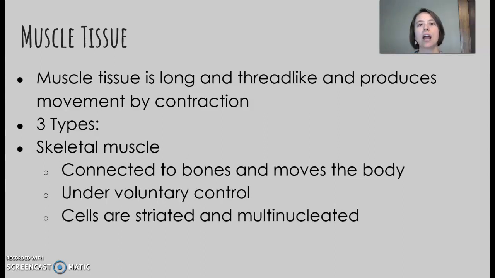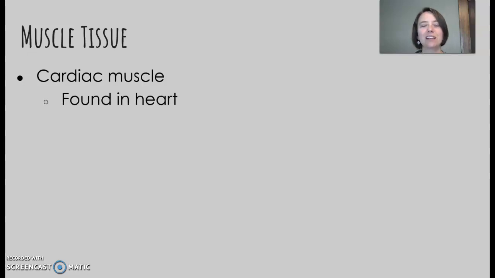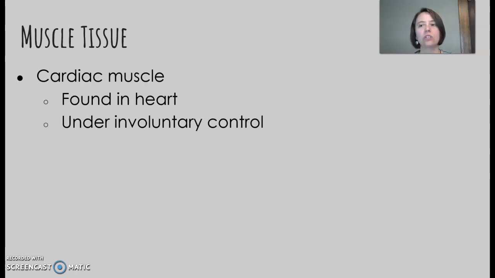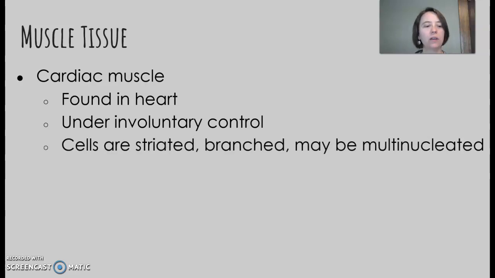Their cells are striated, makes them look like they have lines in them, and we'll talk more about that later. And they are multinucleated. Each cell is long and has multiple nucleuses, multiple nuclei. A second type of muscle tissue is cardiac muscle, and unsurprisingly, this is found in the heart, and it is under involuntary control, which is good because if you had to remember to tell your heart to beat, that's probably all you'd have time to do all day.